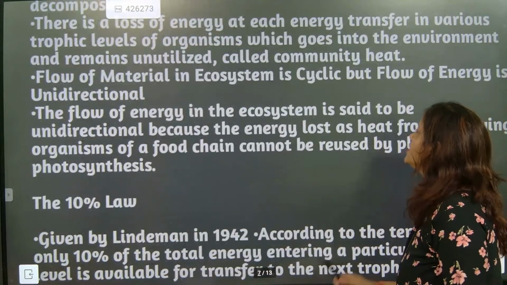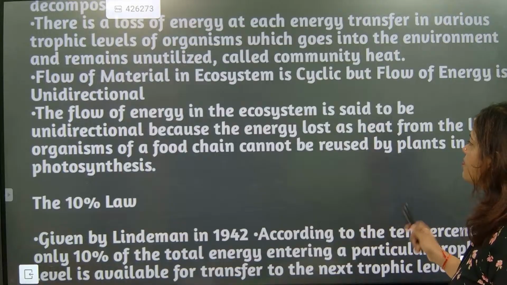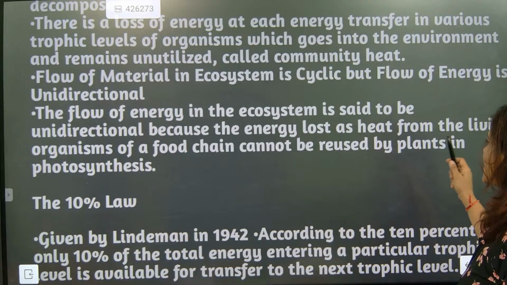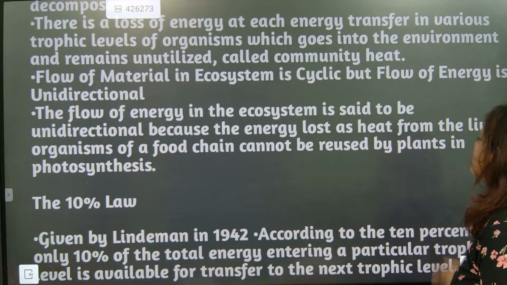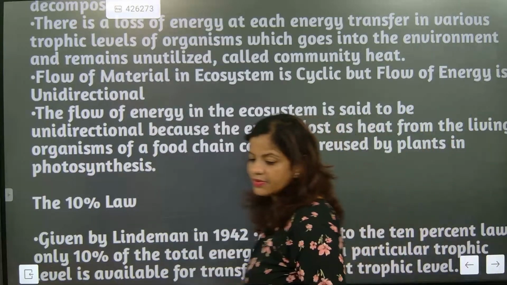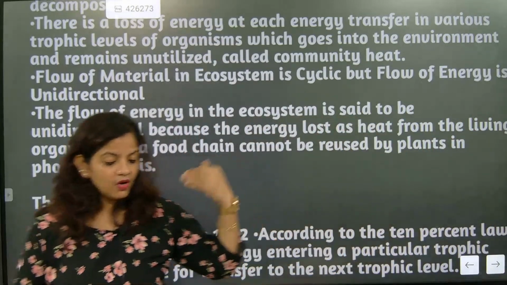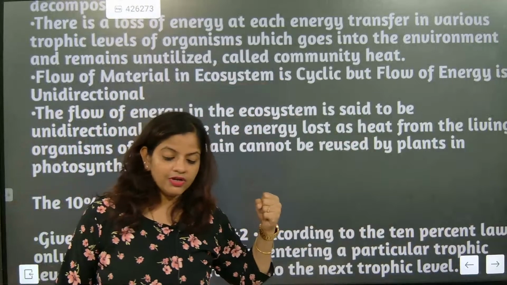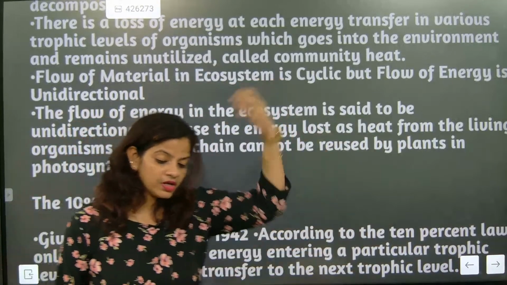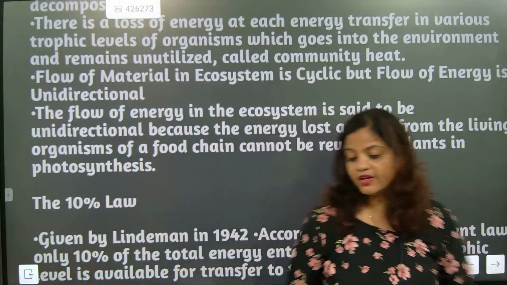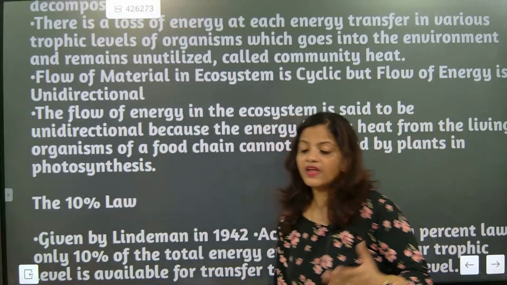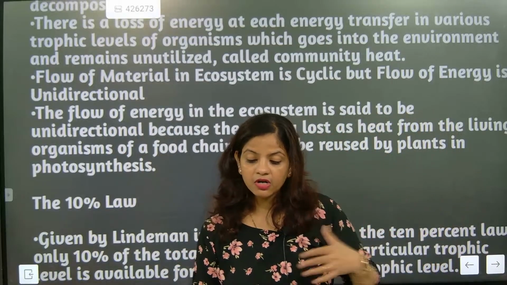The flow of energy in the ecosystem is said to be unidirectional because the energy lost as heat from the living organism or food chain cannot be reused by the plant in photosynthesis. Yes, Navita. Once the energy is lost in the form of heat, we cannot use it back. Carbon dioxide we can use again, but energy utilized and lost as heat will not come back.